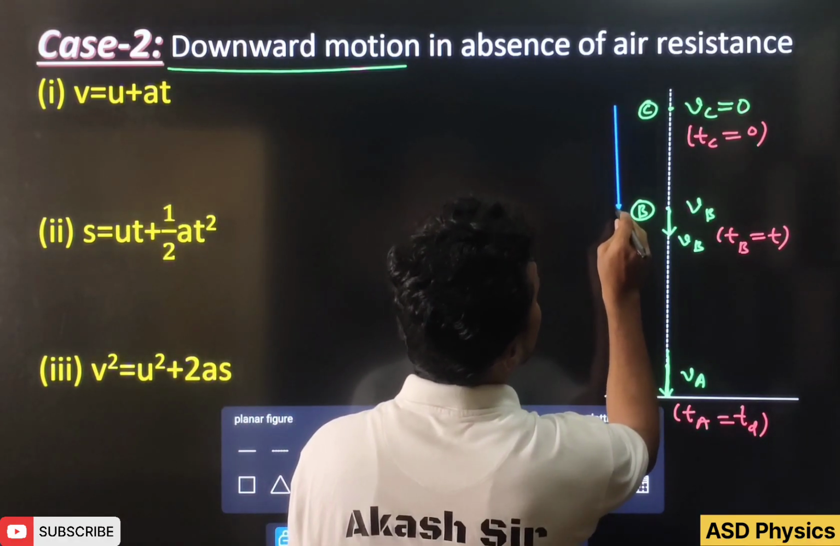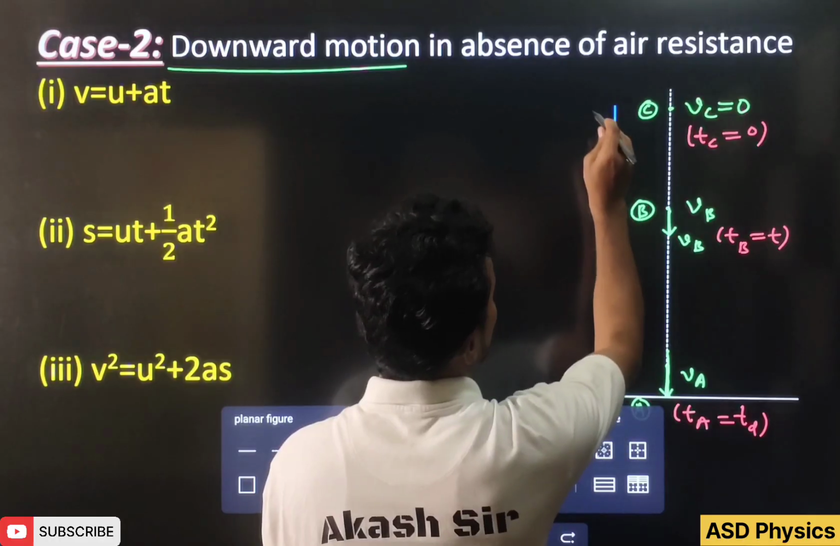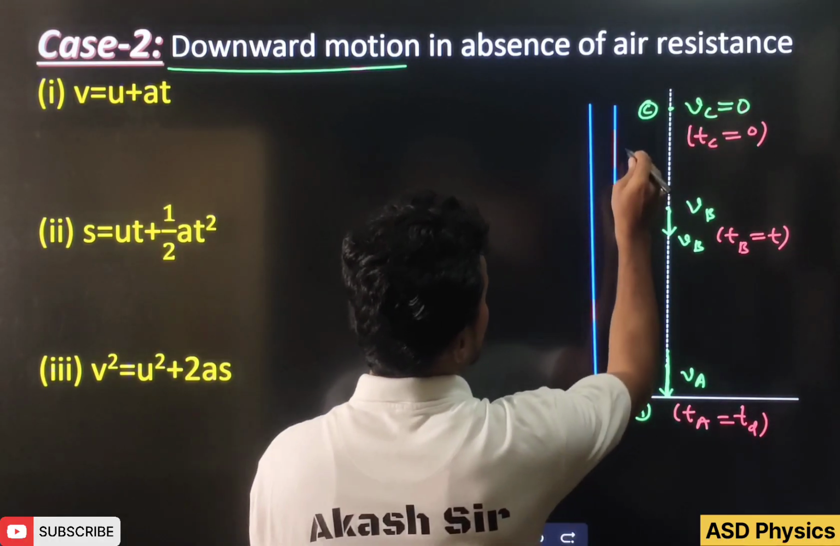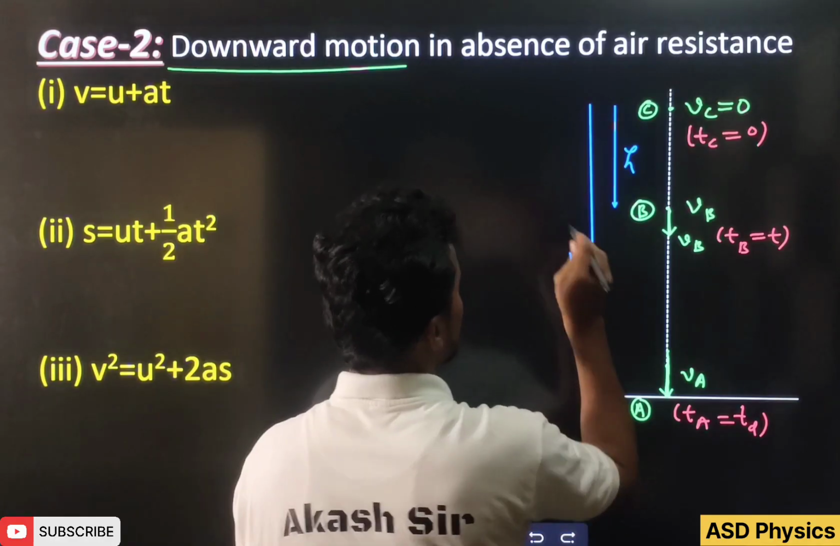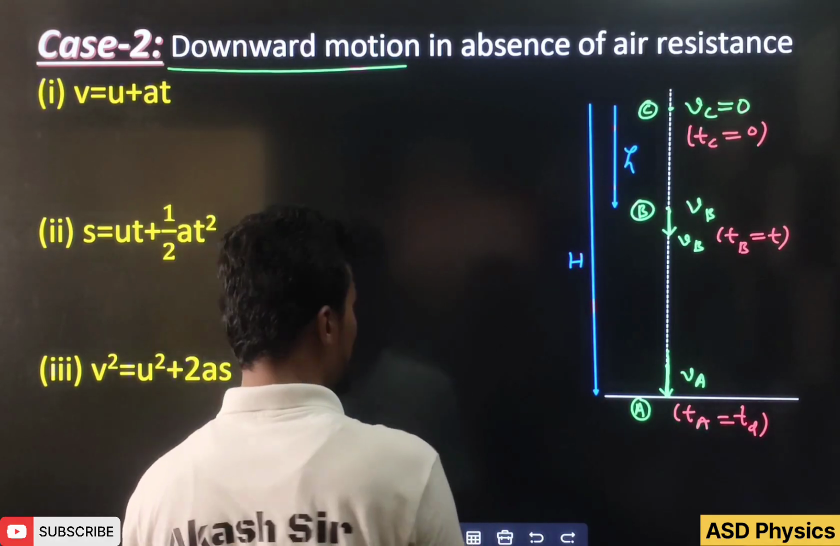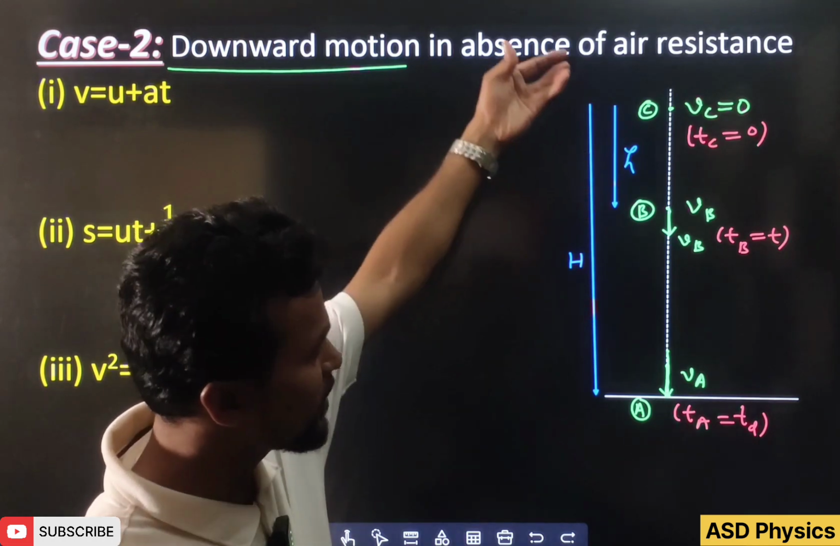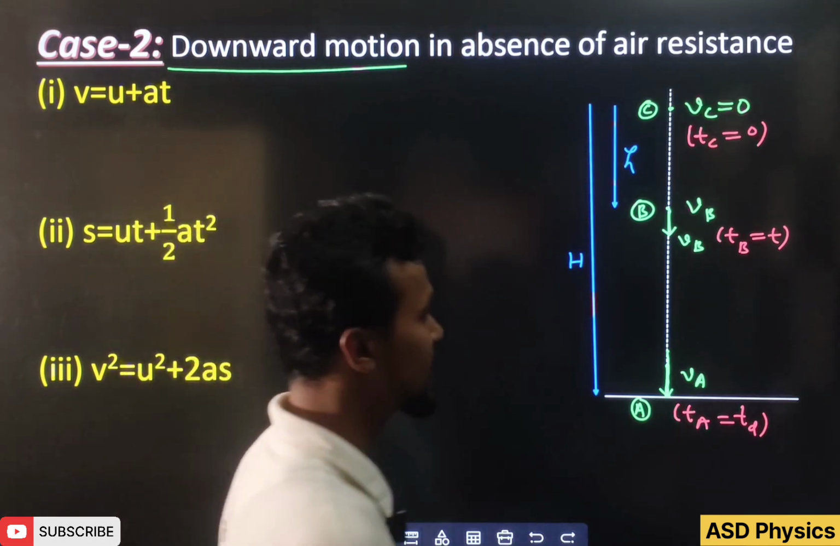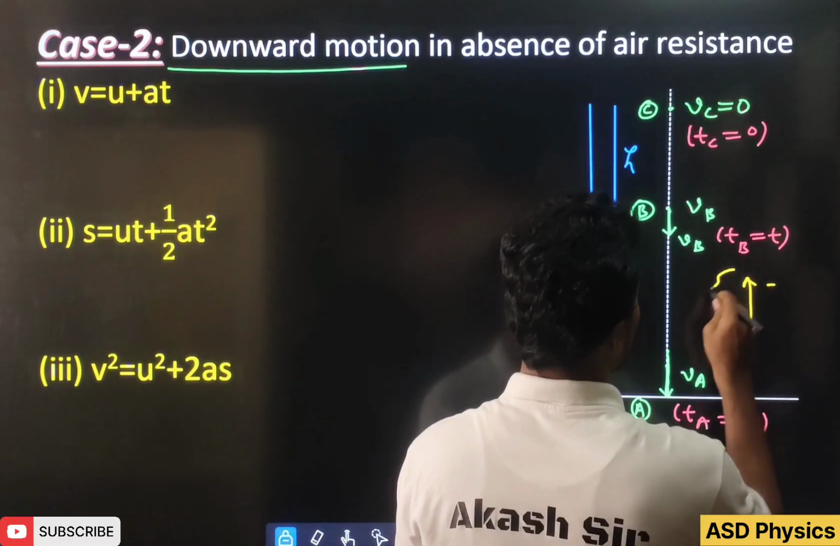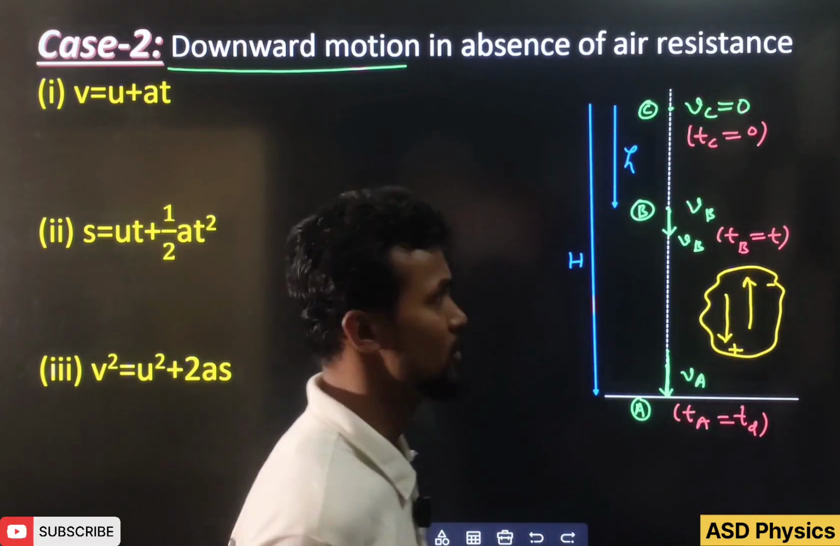This height is small h, and later I will write that this height will be capital H. So this height is small h, this height is capital H. And the sign convention I have told you, which I am going to follow: you can see all the arrows are mostly in the downward direction. So by default, always downward plus, upward minus. This sign convention I will use here.